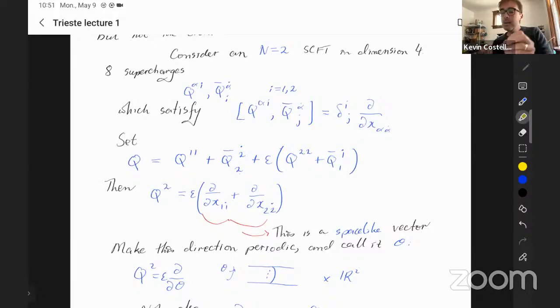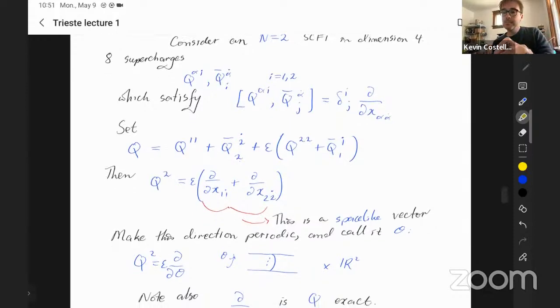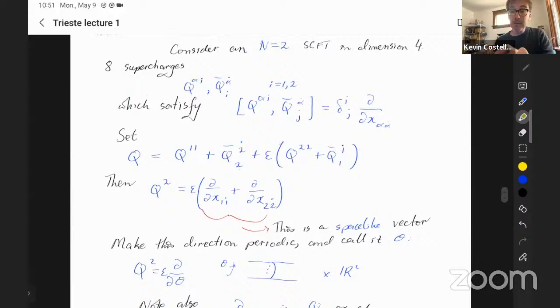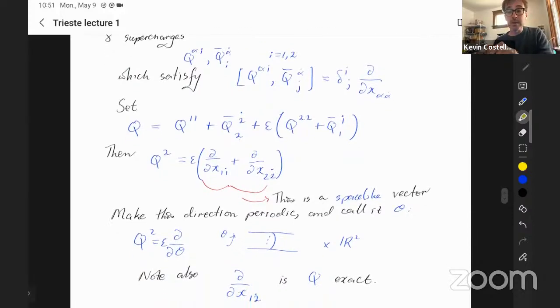like this. And if you just contract the tensors, my index notation is maybe not super clear, but when you compute Q squared, you find that Q squared is epsilon times the translation. But if you look at the norm of this vector, you'll see it's epsilon times the space-like translation. So what we'll do is make this direction periodic.